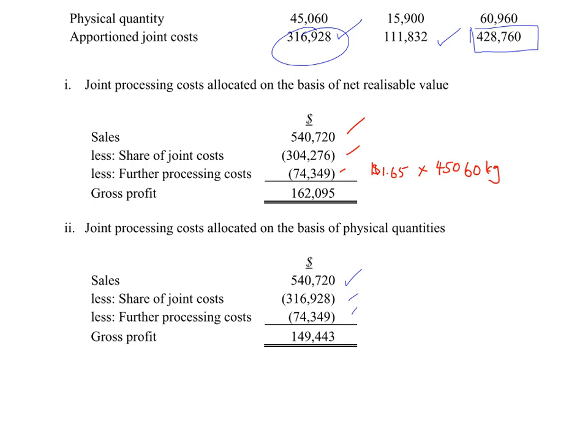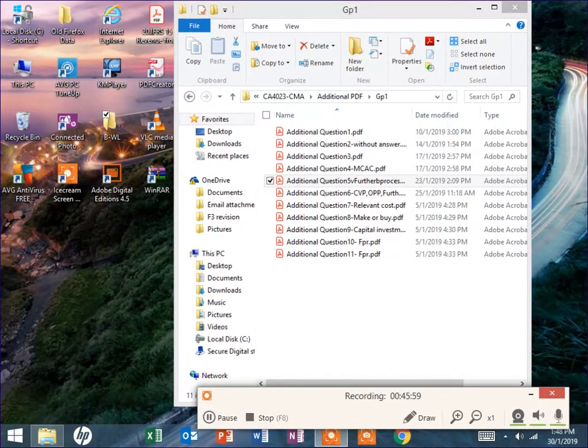The results are very much different, yes, because of different allocation methods. Not to say which one is better or worse, it's just two different methods. But overall performance for the company will be the same, because of the two products, one cost is lower, one cost higher. But the total will still be 428,760. Okay? Done.